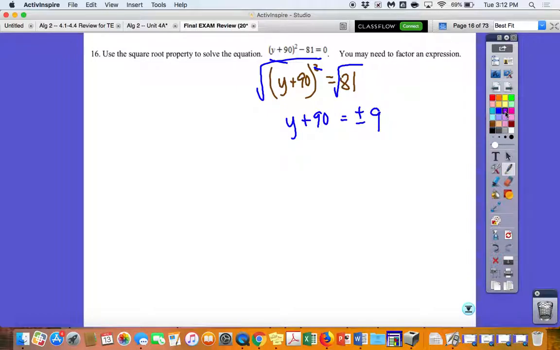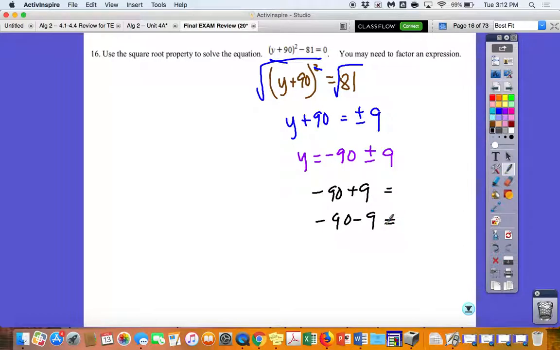Please don't forget to put your plus or minus. This is a quadratic. You have to have 2 answers. So when you move the 90 over, it's a negative 90 plus or minus 9. Now don't leave it like that. Of course you can't, because on the exam it's going to be multiple choice, and that's not going to be listed. This is asking you to do negative 90 plus 9 and negative 90 minus 9.